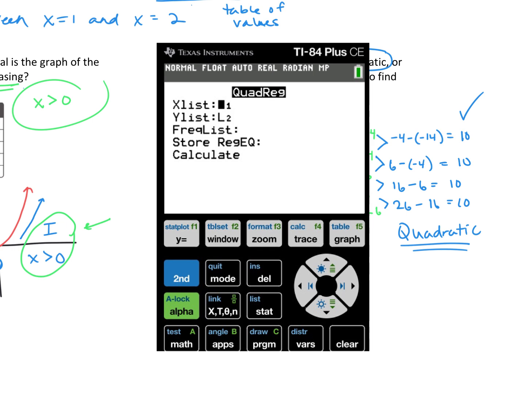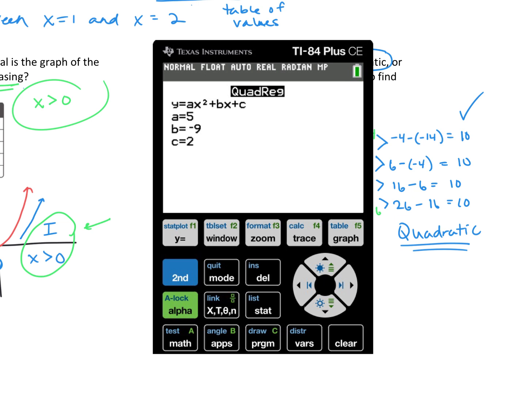So what it will do is it defaults to saying the X list, L1, Y list, L2. All that means is, did we put our X values into list 1, which is the first column, and our Y values into list 2, which is the second column? And we did. That's where we entered in our data. So you're going to arrow down until you get to calculate, and you're going to hit enter one last time.